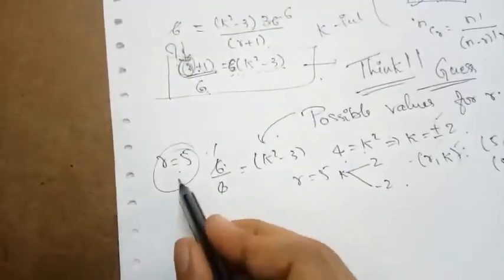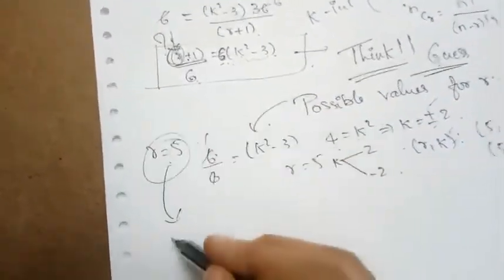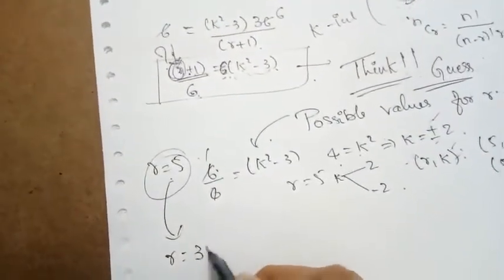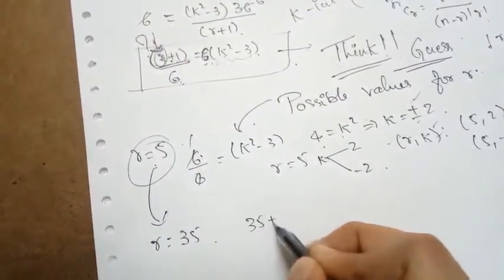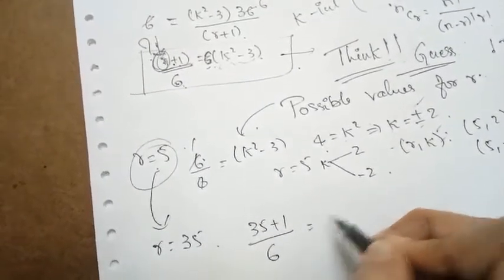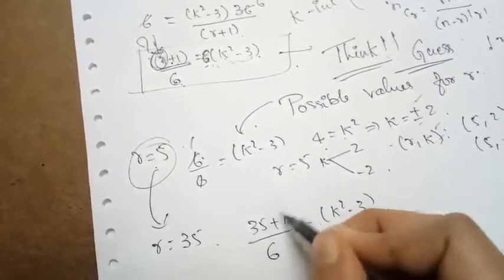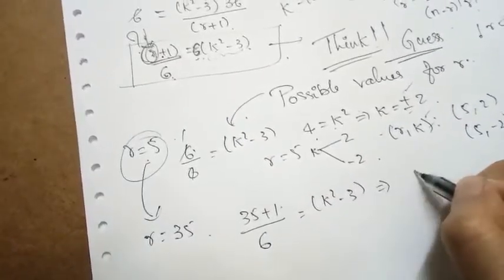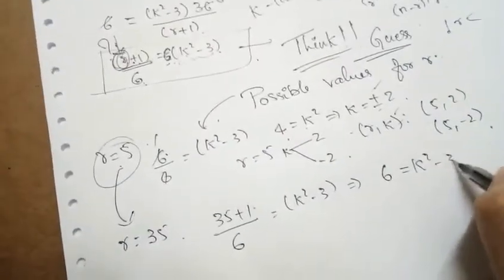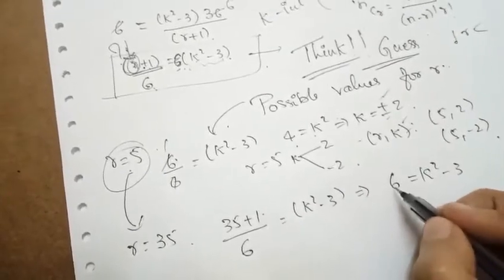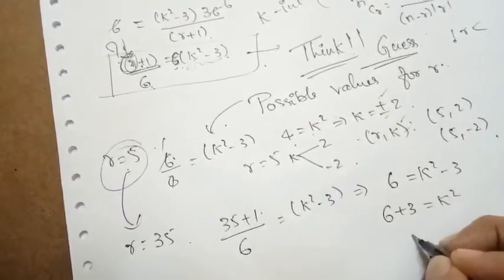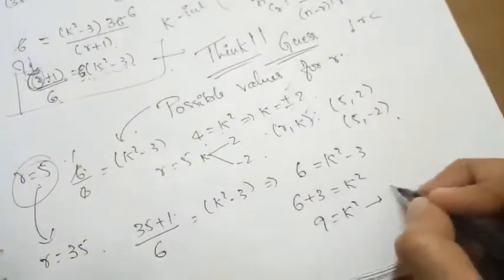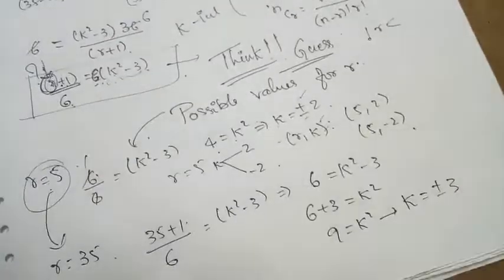The next value of R which satisfies all these conditions is R equal to 35. When R is equal to 35, 35 plus 1 divided by 6 is equal to k square minus 3. It is nothing but 36 by 6, which is equal to 6. So k square minus 3 equals 6; if I bring 3 to the LHS, 6 plus 3 is equal to k square. So what is the value of k here? k is equal to plus or minus 3.